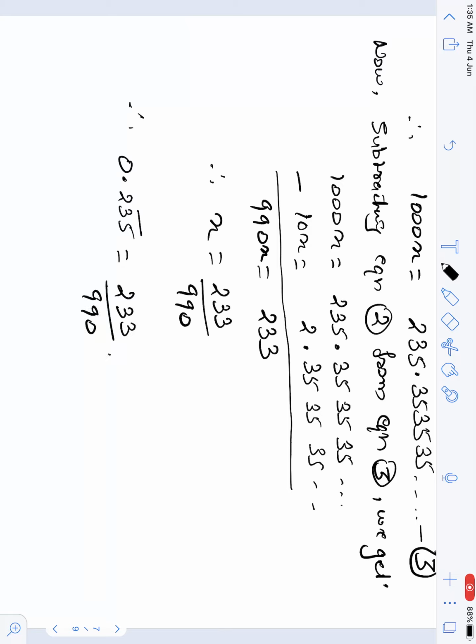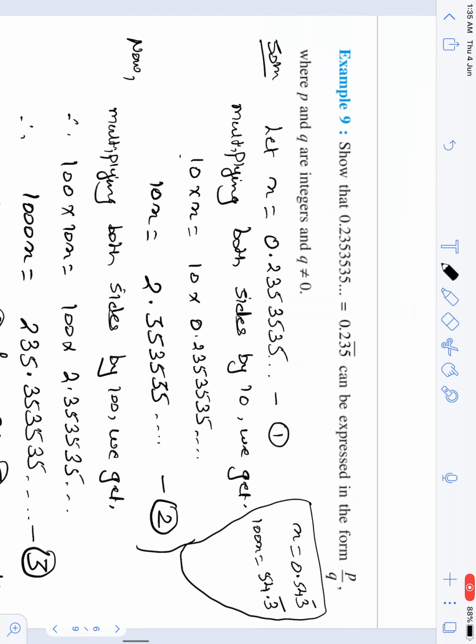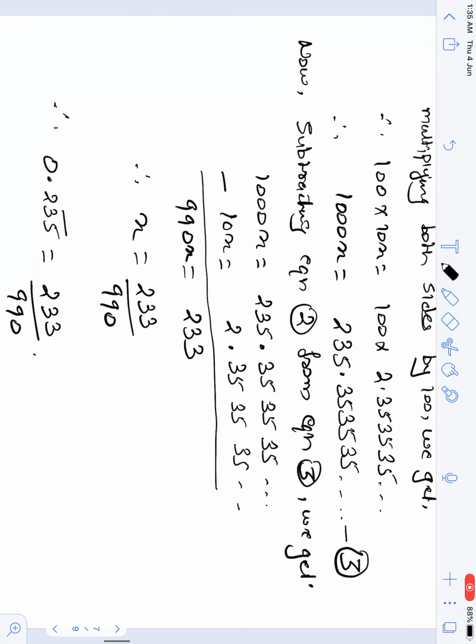Okay, so here we have solved 3 to 4 different types of examples. Hope you all must have understood up till here. So this much is enough.